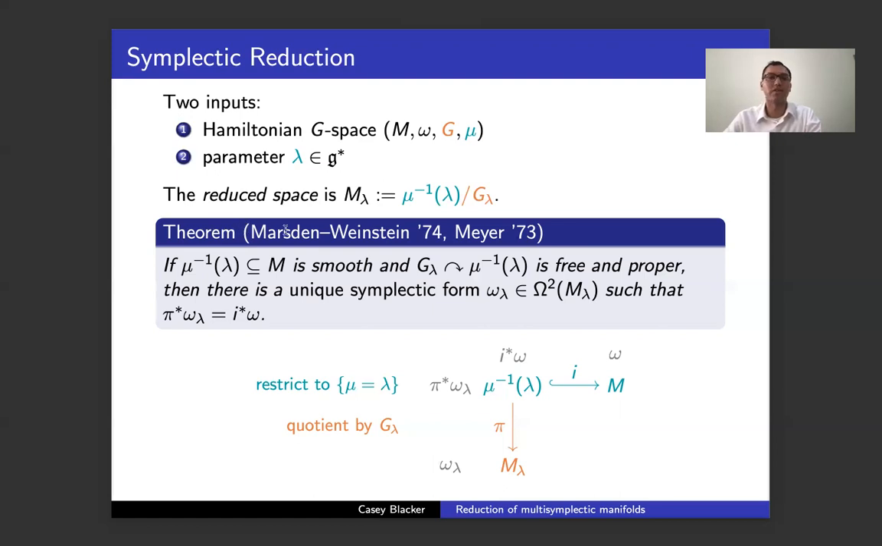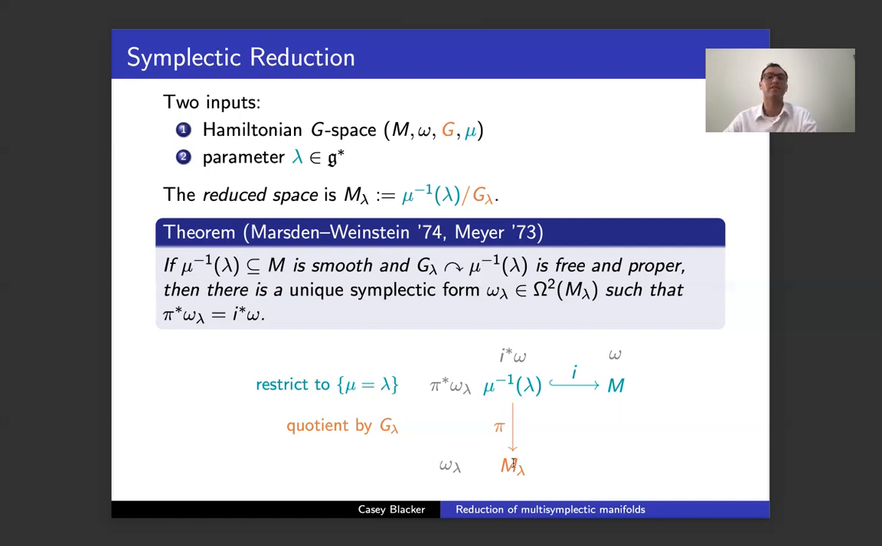And then the Marsden-Weinstein-Meyer symplectic reduction theorem asserts that if the lambda level set of mu is smooth, and if the action of the lambda stabilizer subgroup of G on the lambda level set is free and proper, then, and I'm going to jump down to the picture here, the restriction of the symplectic structure omega to the lambda level set descends to a unique symplectic structure on the reduced space. So we can always pull back a differential form to a subspace, but it's not always the case that the restricted differential form then descends to anything under a quotient. So this is essentially the content of the symplectic reduction theorem.